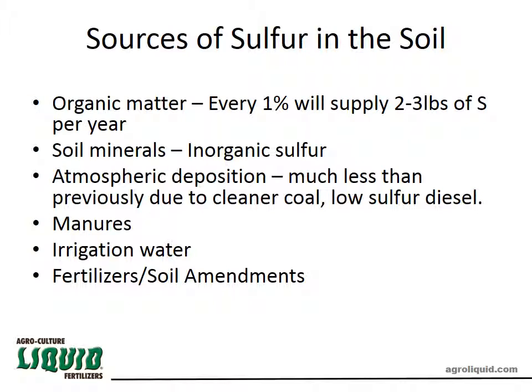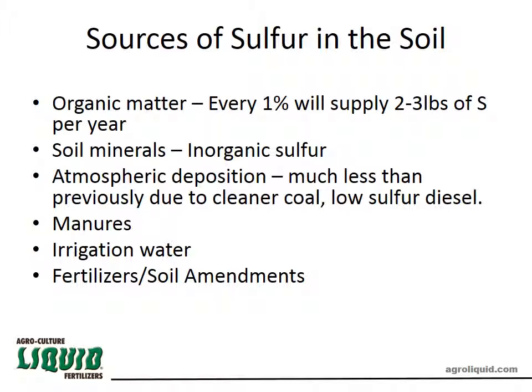Here's a list of sources of sulfur in the soil. First, we have organic matter. For every 1% organic matter, we're going to look to have that supply about 2 to 3 pounds of sulfur per year. Also, we have soil minerals, which makes up your parent material of your soil. Those provide inorganic sources of sulfur that later oxidize into sulfates and plant available forms.